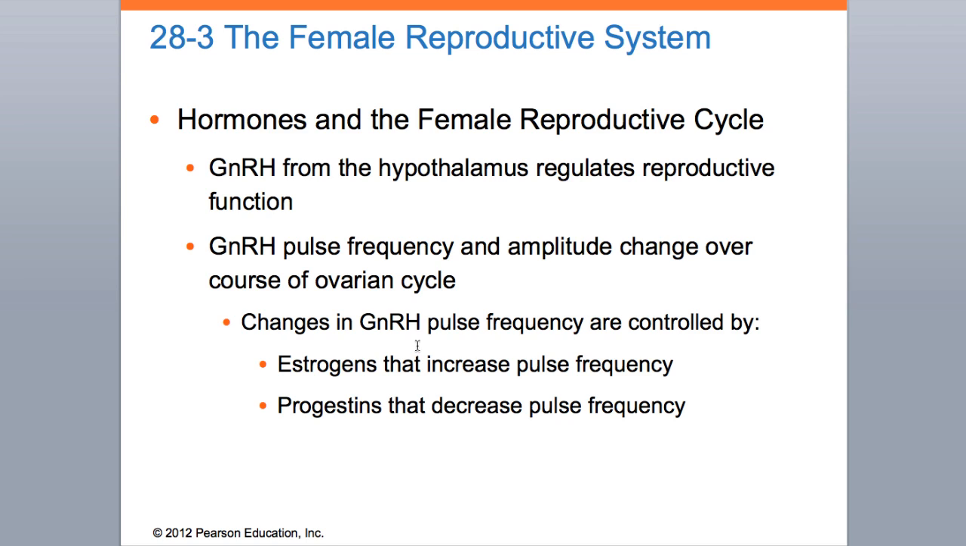Now, as with male, on this slide, we have our story about GnRH. It is going to be a copy pretty much of what we talked about in the male. Look what it says. GnRH relates to estrogen that increases the pulse and progesterone that decreases the pulse. Okay, so there is a stimulation here. Next slide.